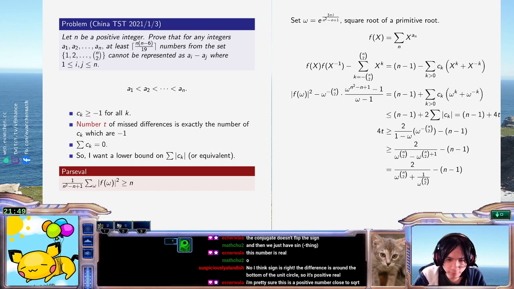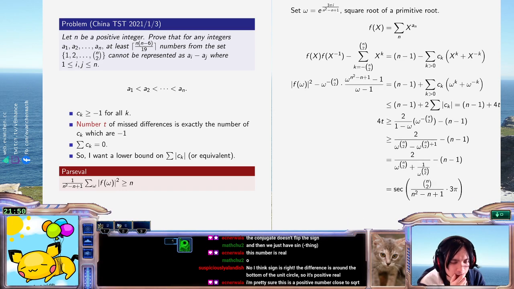Okay, so this is the secant. Wow, when's the last time I got to use the secant function? Of n choose 2 over n squared minus n plus 1 times 3 pi. Oh, this is a disaster. Minus n minus 1.